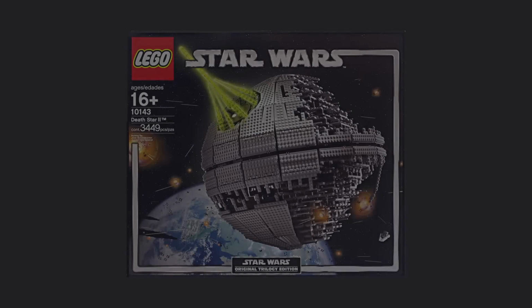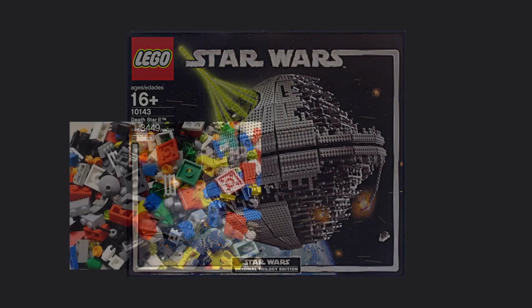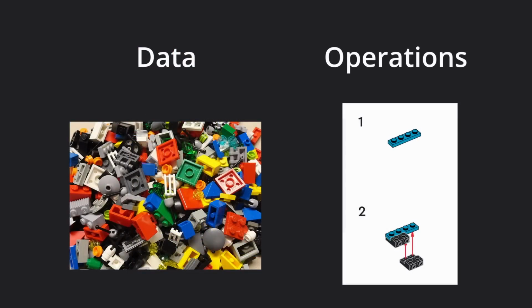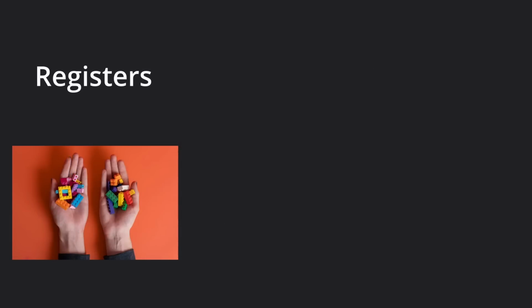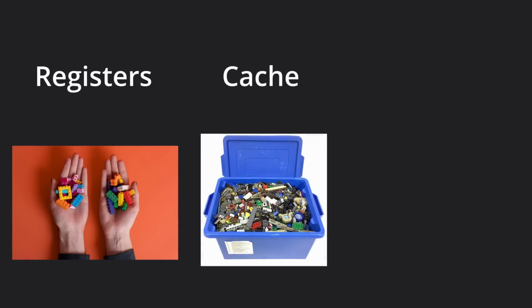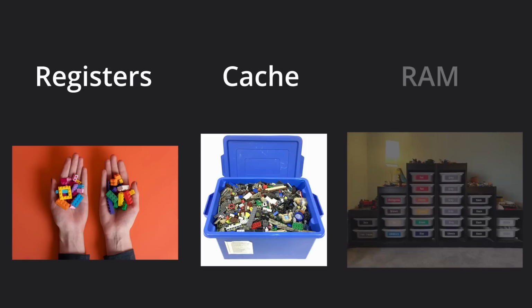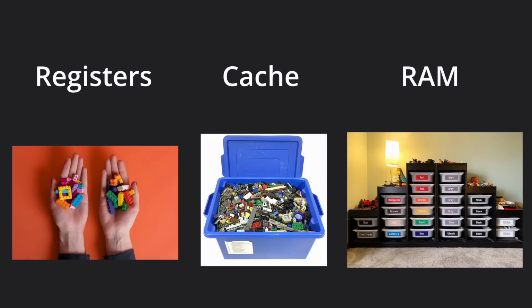Let's think about an example to really conceptualize this idea of memory. Let's say you're trying to build a Lego set. The data is the Lego bricks, and the operations are putting the pieces together or onto the build. The registers are the pieces that fit into your hand. You can't hold that many pieces, but they're immediately accessible to use. The cache is something like a bin full of pieces that is next to you. You'll have to reach over and rummage around the bin to find the pieces you need, but it's still relatively quick to get. The RAM is like a storage space that you have in your basement. You'll need to go all the way downstairs to get the Legos you need if you don't have them in your hand or the bin next to you, which will be a decent amount slower.